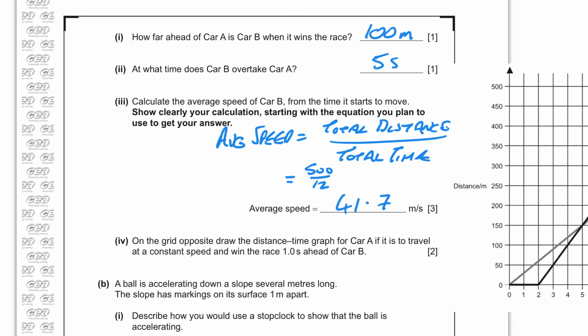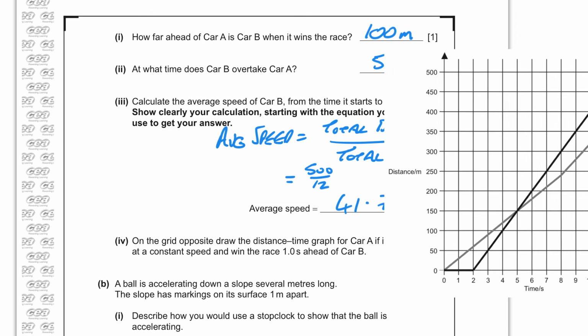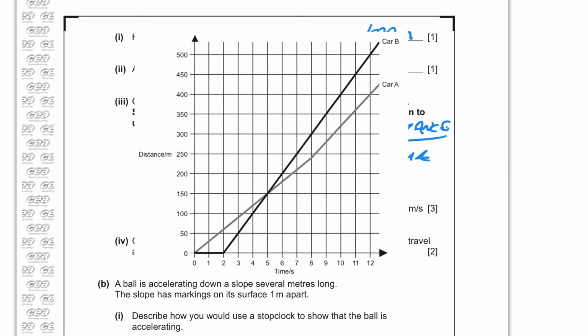Part 4. On the grid opposite, draw the distance time graph for car A if it is to travel at a constant speed and win the race 1 second ahead of car B. Right, let's look at this graph again. And so we have to go at a steady speed and win 1 second ahead of car B, which means we need to end up at our 500 meters 1 second before, 11 seconds. So we need a straight line for car A that reaches that point. And that looks something like that.